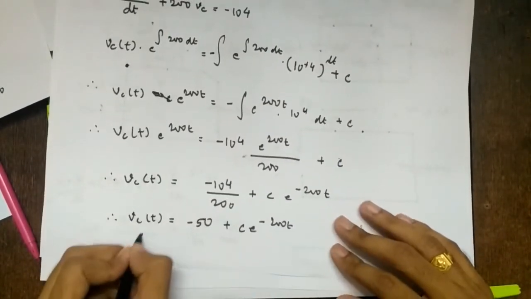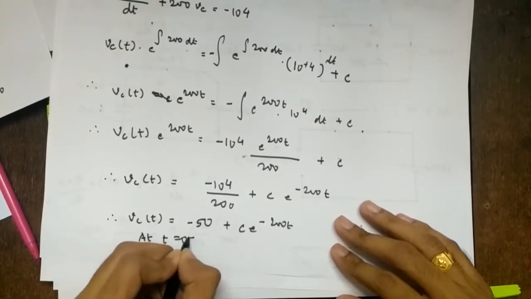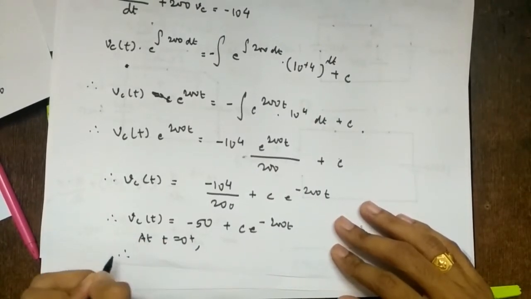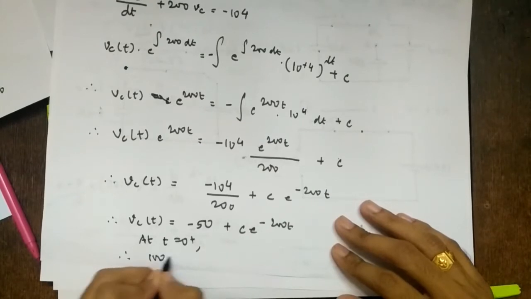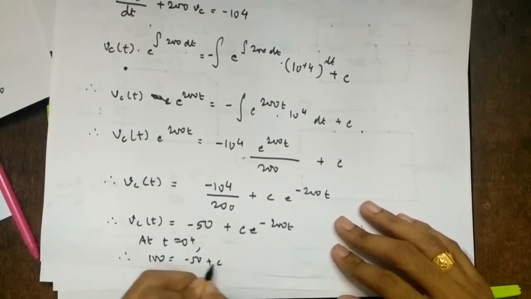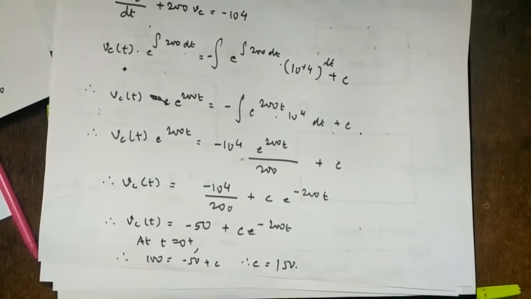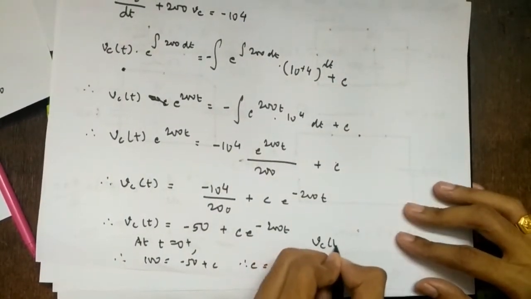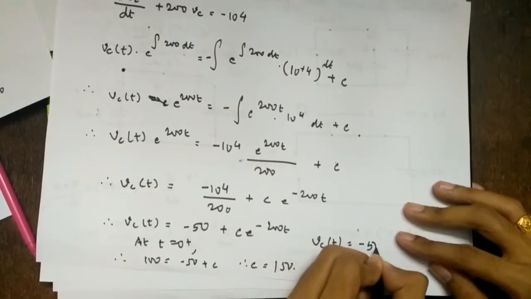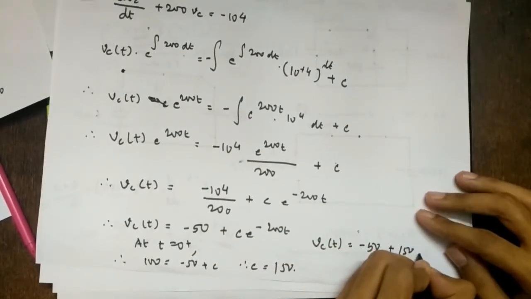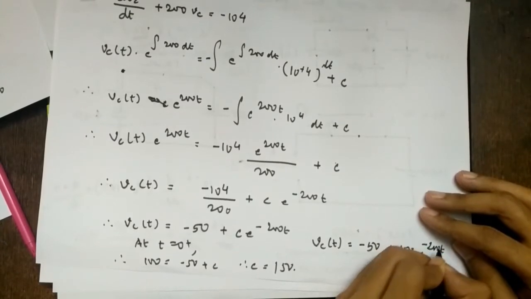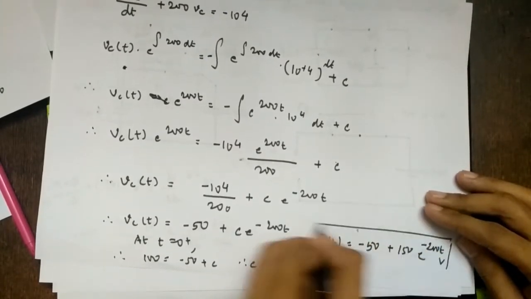So we don't know c. So what do you do? You know at t equal to 0 plus, Vc of 0 plus is 100. So therefore 100 equal to minus 50 plus c. So therefore c is 150. Right? So we get Vc of t as minus 50 plus 150 e raised to minus 200t volts. Right? So this is the final equation.